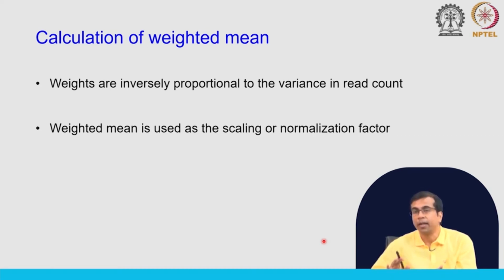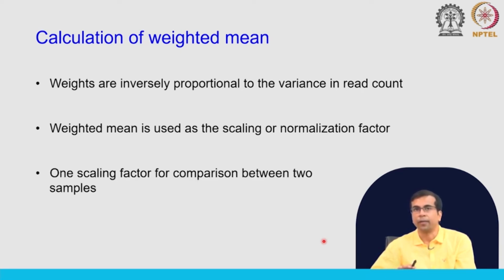They are clearly not differentially expressed, so they should have the highest weight in determining the normalization factor. This weighted mean is then used as the scaling or normalization factor. When you are comparing two samples, you end up with one scaling factor for the comparison between them, and you can then use this scaling factor to transform the data, the reference as well as the non-reference sample.